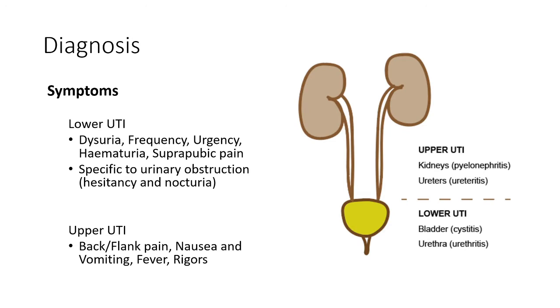Symptoms that make a UTI more likely are dysuria or pain while urinating, increased frequency, urgency, blood in the urine, and suprapubic pain. Other symptoms include hesitancy and nocturia. Symptoms specific to an upper UTI include back pain, nausea and vomiting, and fever. So a UTI is defined as upper or lower based on symptoms.